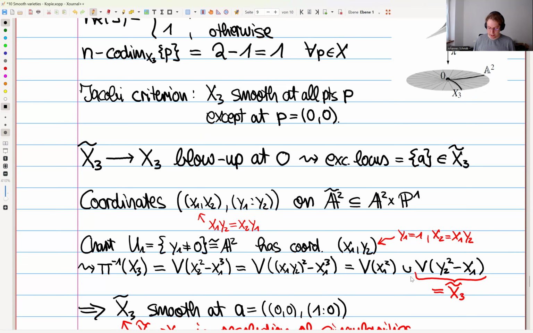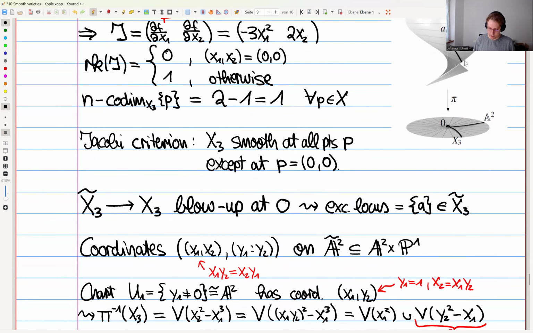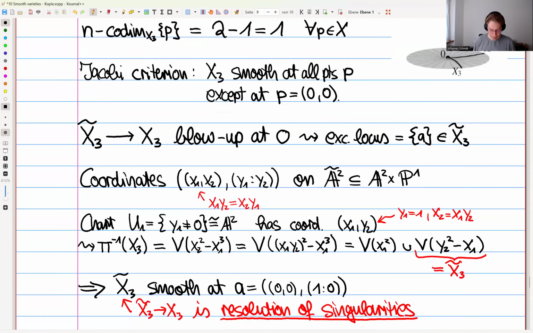And so we can describe this here explicitly. And you see somehow in the picture, this curve also looks like one of these parabolas. So basically one coordinate is the square of the other coordinate. And then the critical point here, when x1 and x2 are 0, this then forces y2 to be 0. And y1 is always 1 in this chart. So this is exactly this point A.